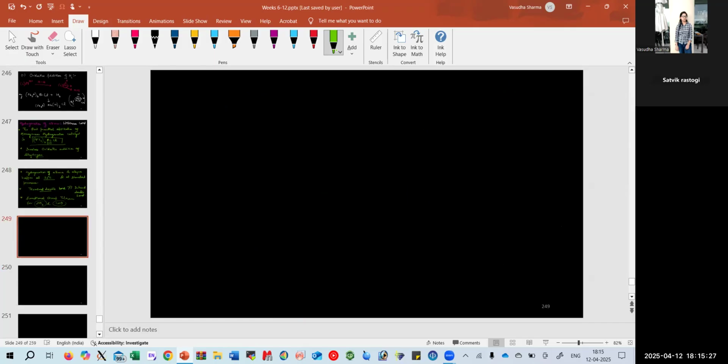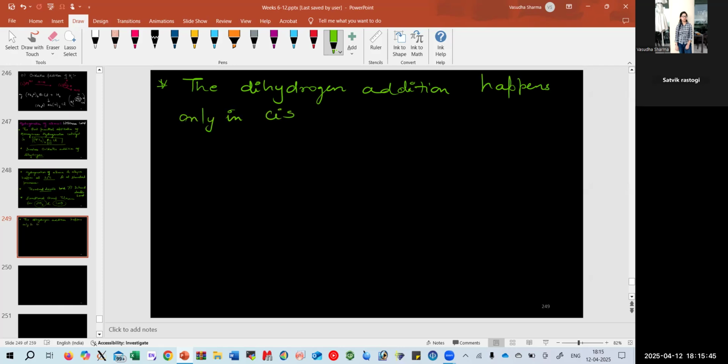And this also we know, that the dihydrogen activation or addition on the Wilkinson catalyst happens in a cis fashion. So whenever they get added, they will add in a cis fashion, not in a trans fashion. So this we need to keep in mind. So these are the features of the Wilkinson catalyst performing the hydrogenation.